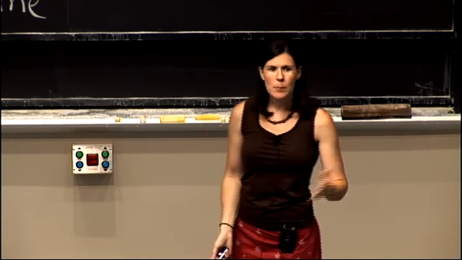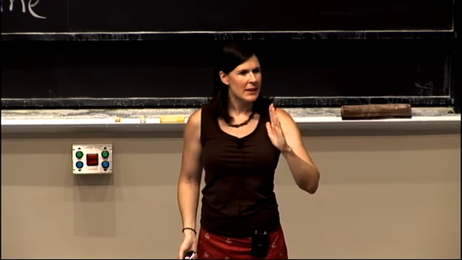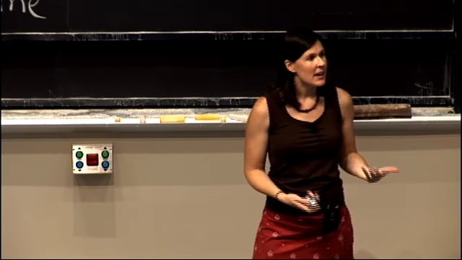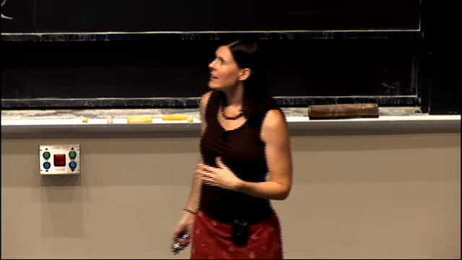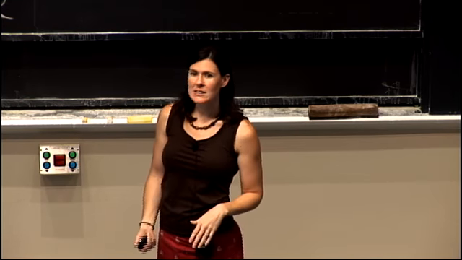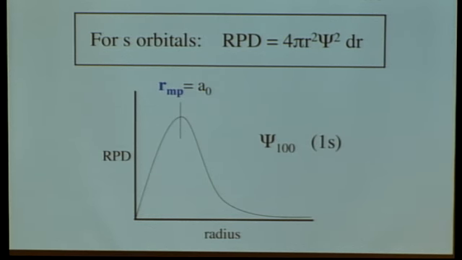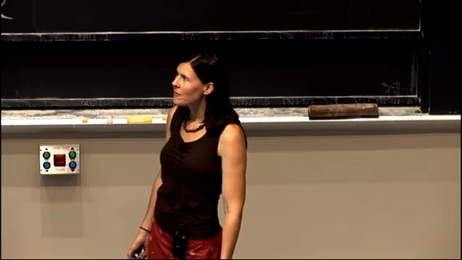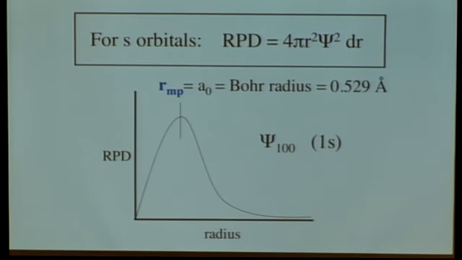So there's some distance where the probability of actually finding an electron there is going to be your maximum probability. And that's what we label as R sub MP, or your most probable radius. This is the point at which your probability is highest for finding an electron. This is equal to a sub naught for a hydrogen atom. And we remember that that's just our Bohr radius, which is 0.529 angstroms.